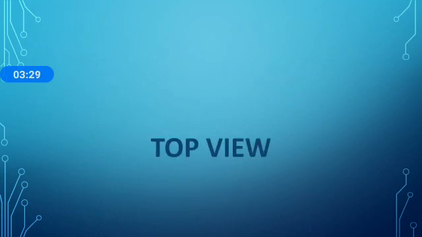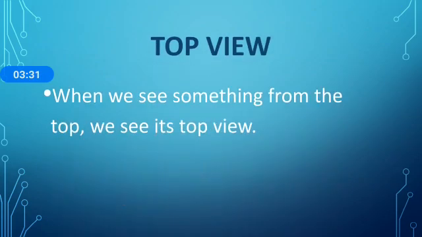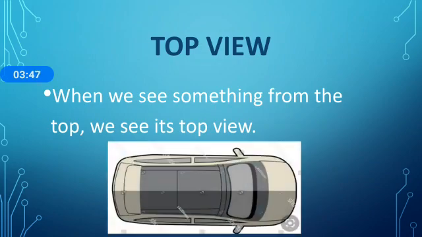First one is top view. When we see something from the top, we see its top view. Here you can see, when we see a car from the top, the car will look like the picture shown here.